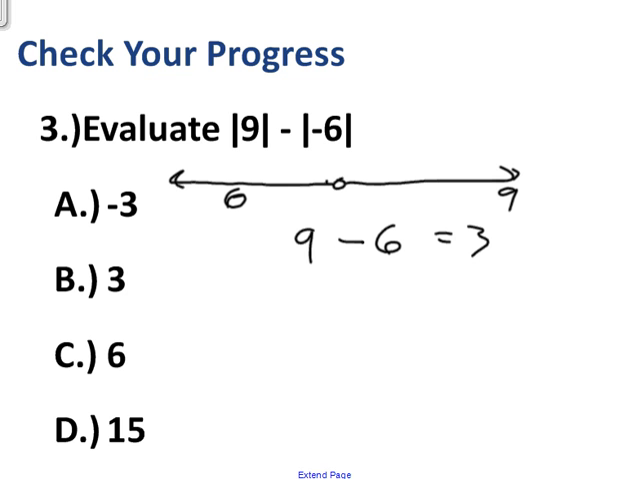Remember, absolute value always talks about the distance from 0 to the number. So the answer in this case is 3.